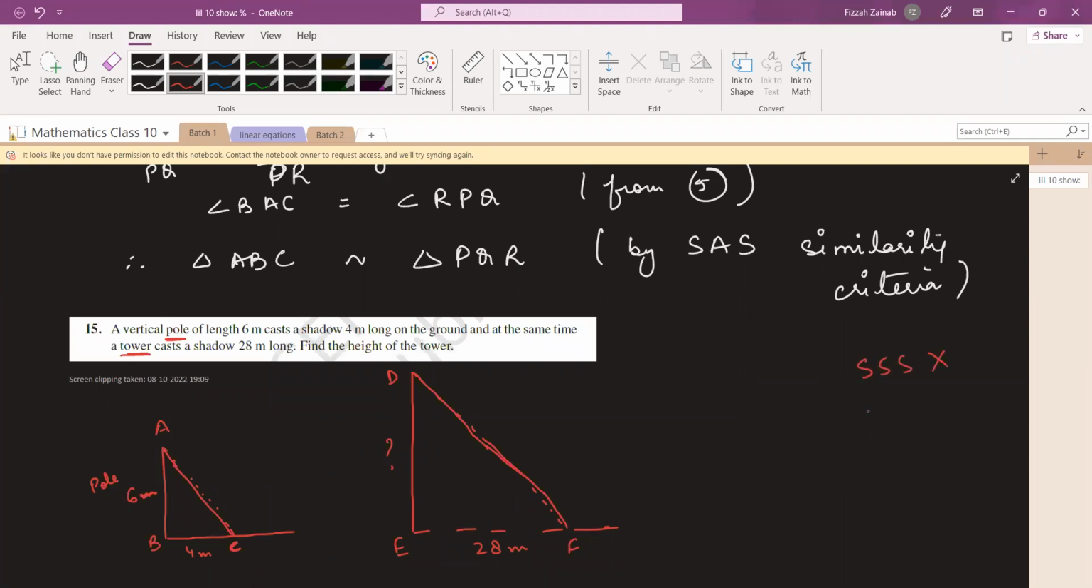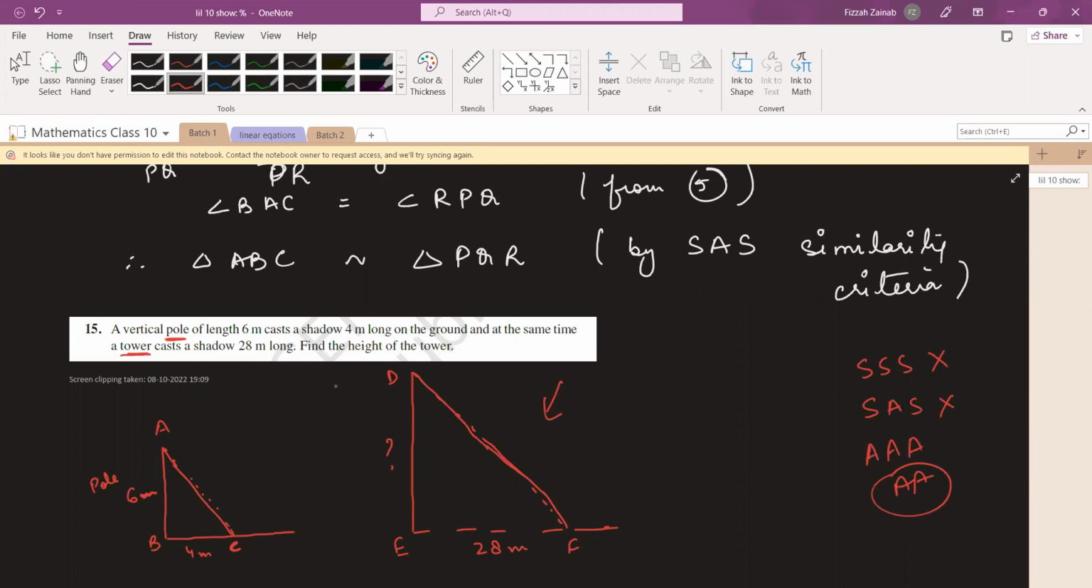And then SAS. For SAS also at least two sides I should know, but in the second triangle, only one side I know. So this is also ruled out, right? So I should think of AAA or AA. In fact, at least two angles I can show to be equal.